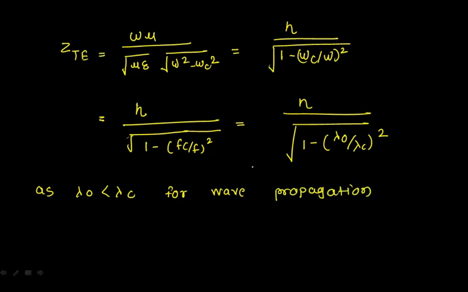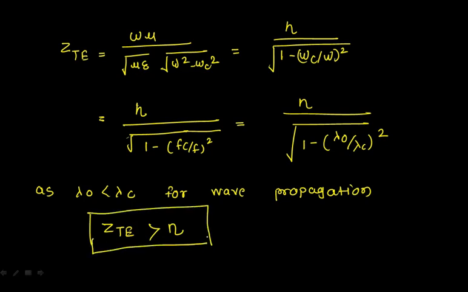So if you put this value over here, I can conclude that ZTE will always be greater than eta. ZTM is always less than eta, but ZTE is always greater than eta. So these are the two important comparisons we have seen here.